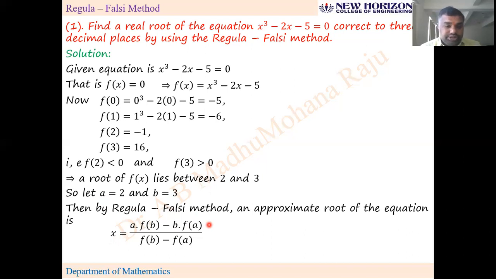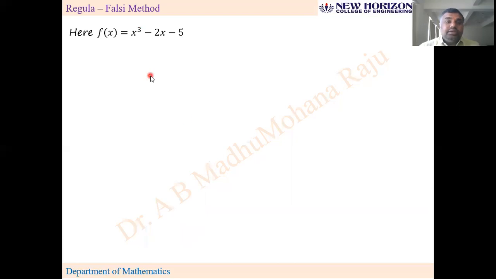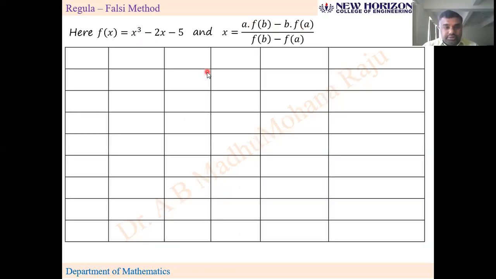That I am going to show in tabular form. The process of finding the root is shown in the following table. Now we'll see the following table. f of x is equal to x cube minus 2x minus 5, and the formula is x equals a into f of b minus b into f of a divided by f of b minus f of a. Now I took the table columns: a, f of a, b, f of b, and then x and then f of x.